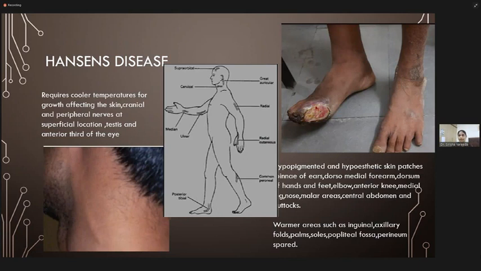So there is no effort to control this infection. So these are the two variants. And we look for the thickened nerves. As we all know, here we have a patient with the greater auricular nerve, which is very prominent.